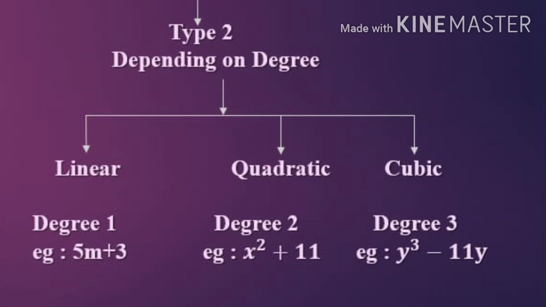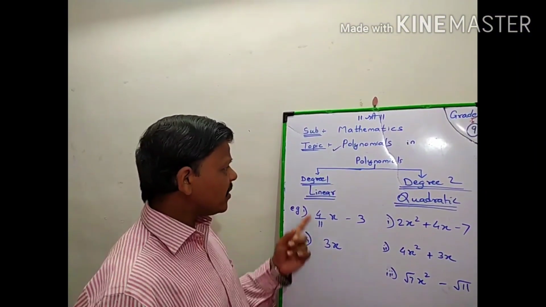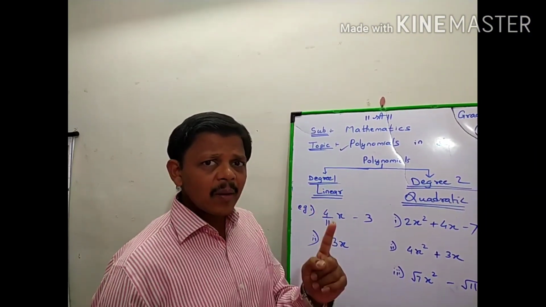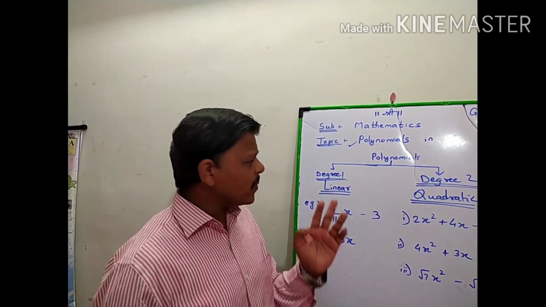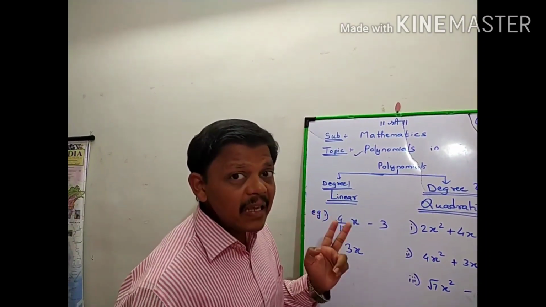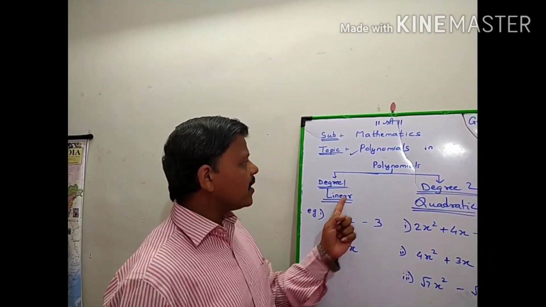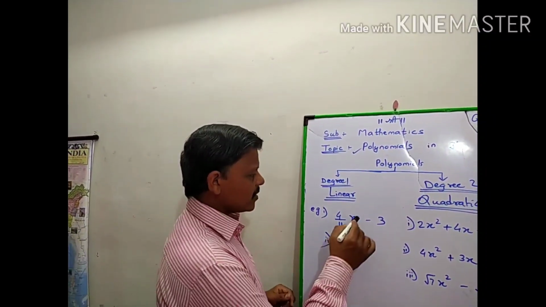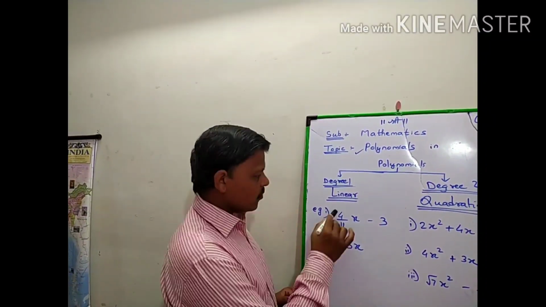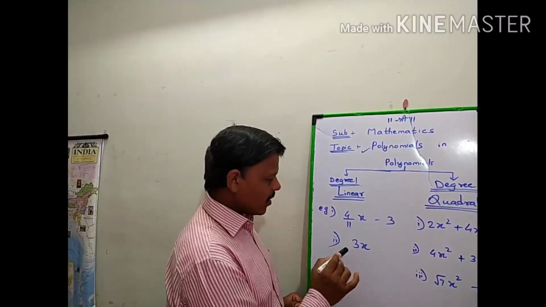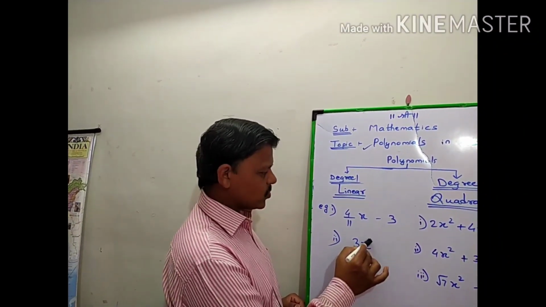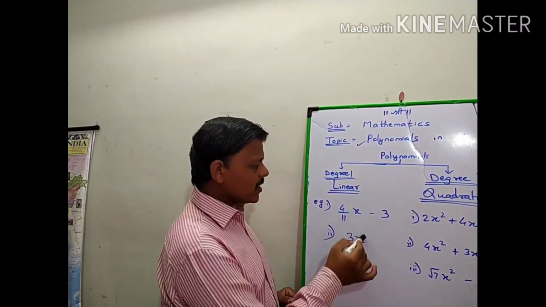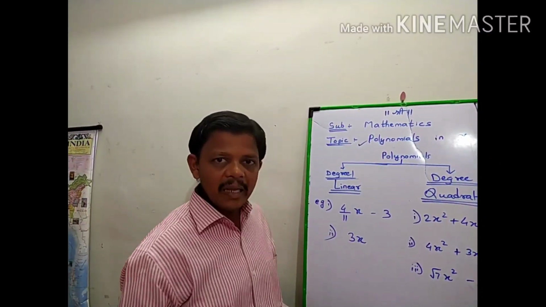Depending upon the degree, we have 3 or 4 types. This is what I've shown over here. See, when the degree is 1, degree means what? Highest power of the variable is 1. We call it a linear polynomial. So see here the variable's power is 1. 4 upon 11 x raised to 1 minus 3, or 3 into x raised to 1. Correct? So degree is 1, it becomes linear.